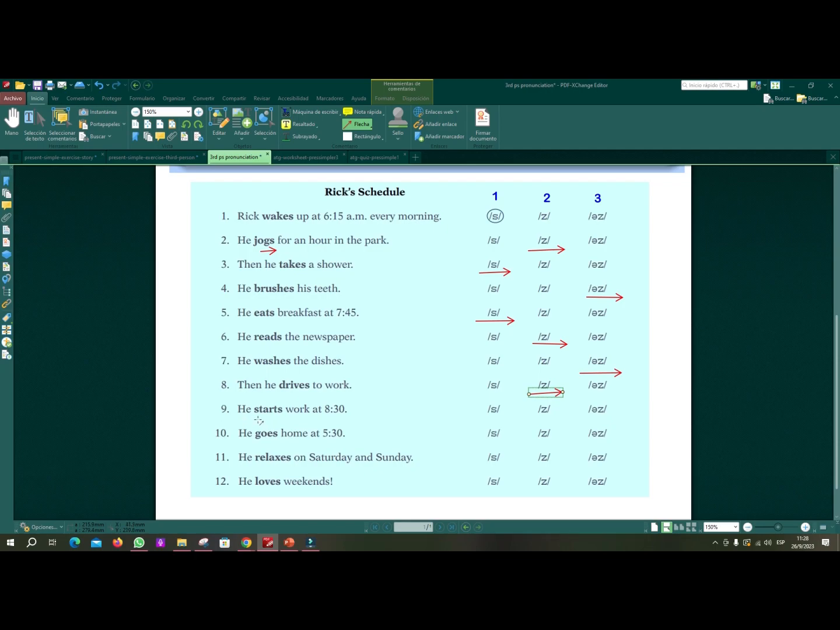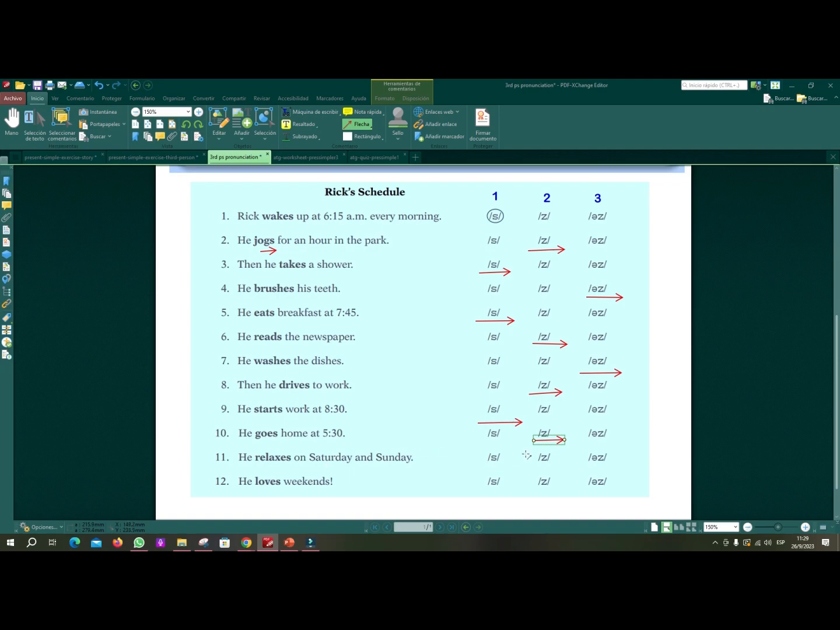9, he starts work at 8:30. He starts work at 8:30, right? So starts, that is the S, starts, okay? Number 10, he goes home at 5:30. He goes, right? Un verbo que termina en O, vocal, entonces dijimos que cuando lo pronunciáramos, en este caso le agregamos ES, va a ser con Z.